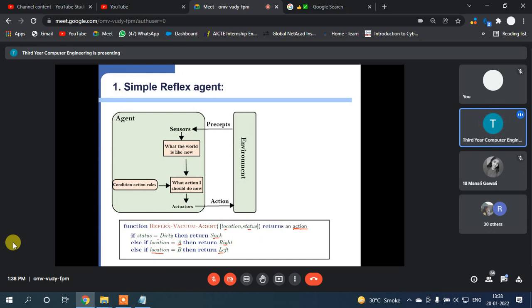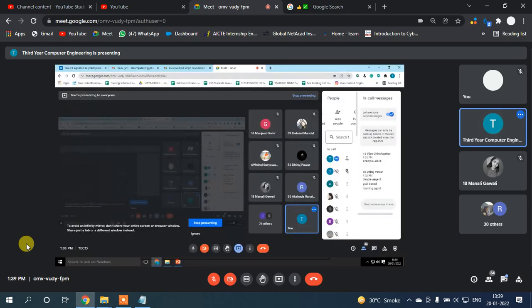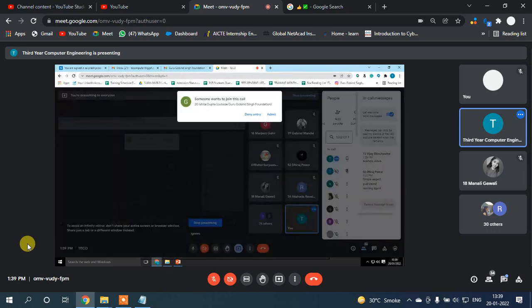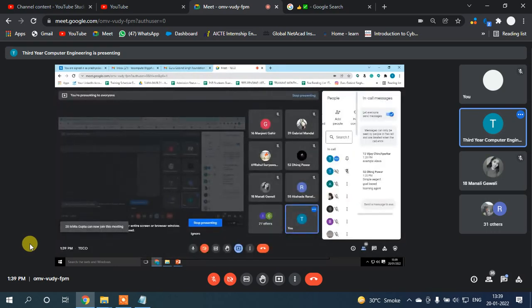Okay, अभी ये दोनों में ये चेक क्या करेगा? If that status is dirty, then it returns suck. If that A is clean, then it returns right. If B is clean, then it returns left. Okay, so these three types of actions can be performed through this simple reflex agent. Got it? समझा गया? Yes or no?